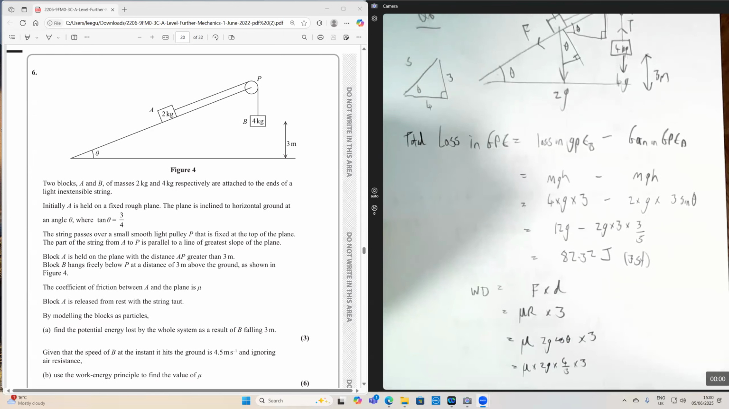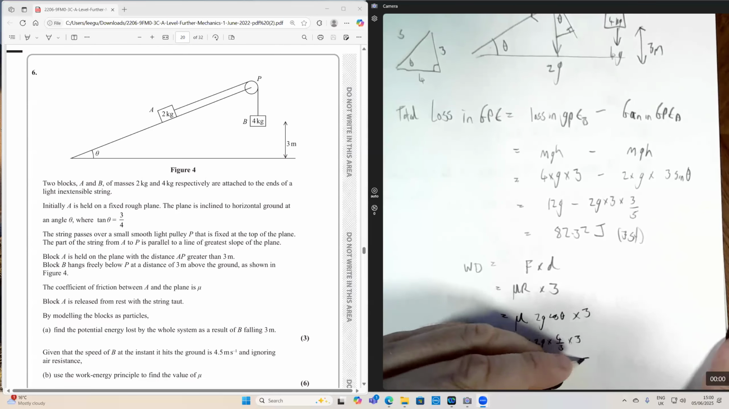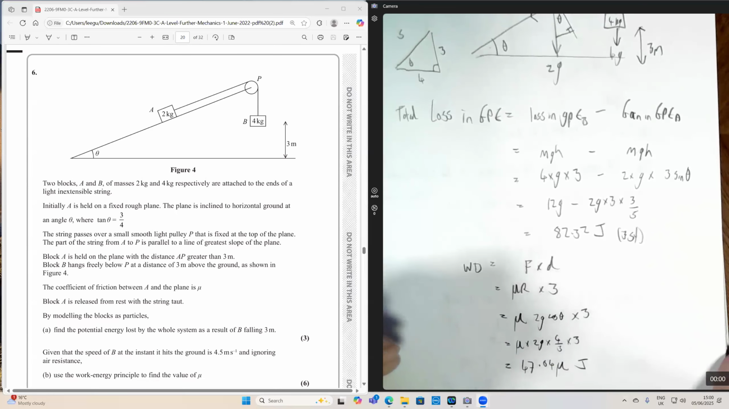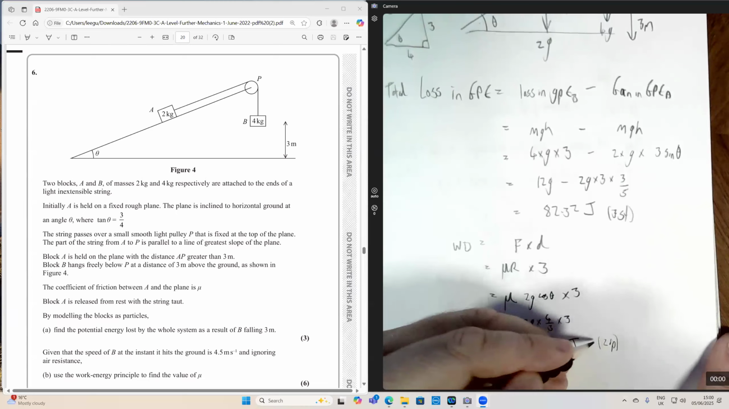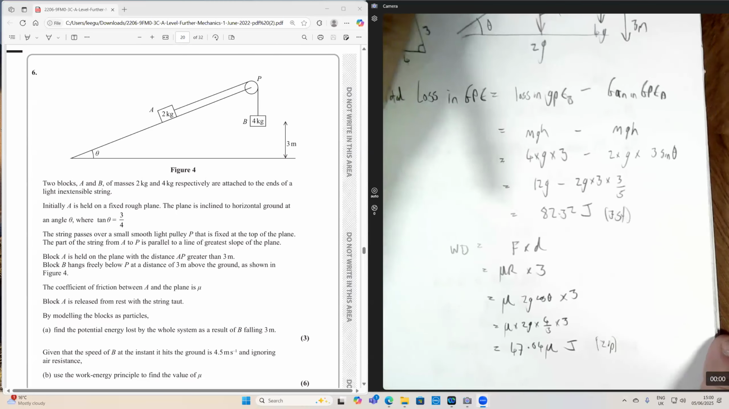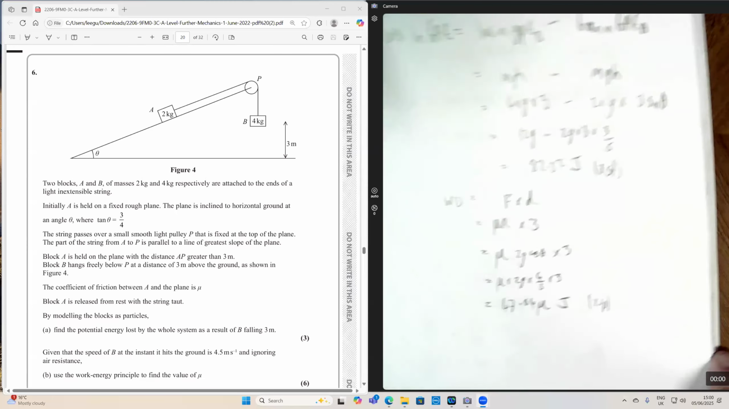Okay, so when we work that out, that turns out to be 47.04 mu joules, to 2 decimal places. We'll leave it in terms of mu because we don't yet know what mu is. Okay, so that's great. So that is our work done against friction. We're just building together all the various elements that we need in order to tackle this.